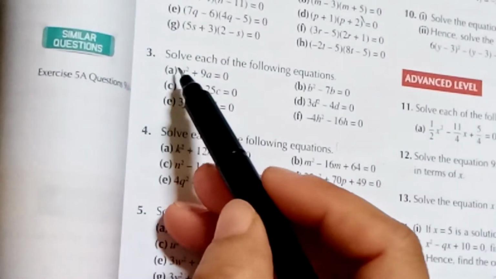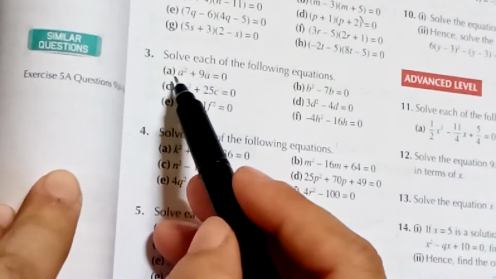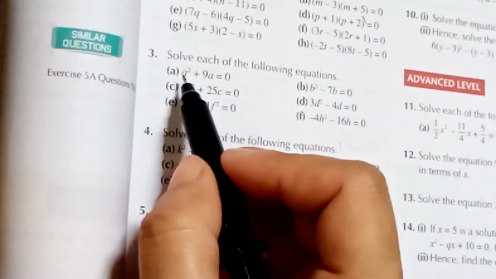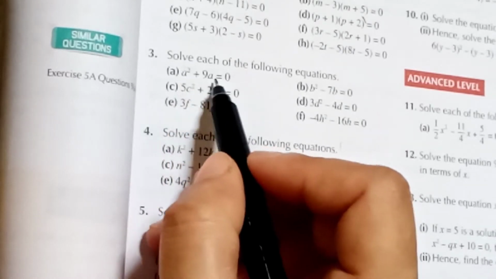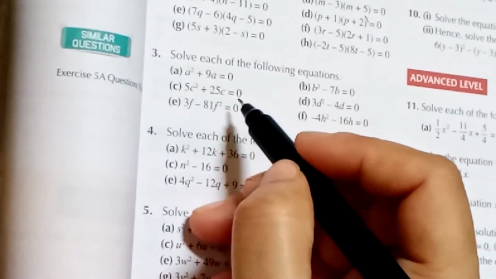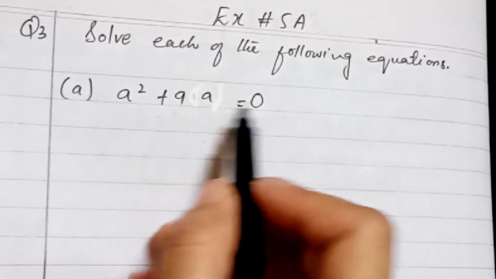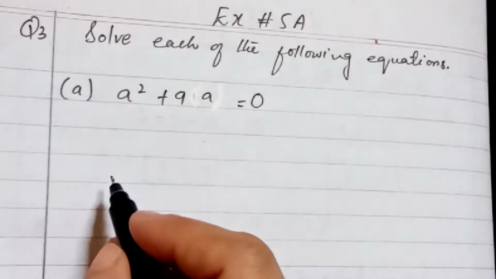In this video we are going to solve question number 3 for exercise 5a. Solve each of the following equations. Now you can see a different type of equation here. a square plus 9a equals 0. We have to convert this equation as we have in question number 1, the part a of question number 3.